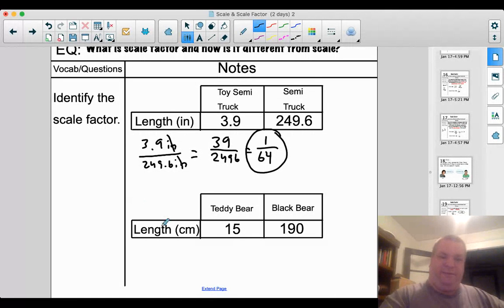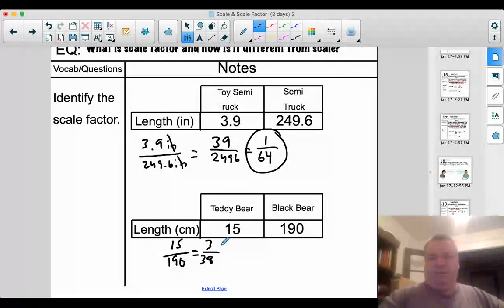Okay, I can do the same thing for this one. 15 to 190. The units are already the same, so I don't need the units, but I do want to reduce these. I can see they're both divisible by 5, so I'll do that. So 3 to 38.